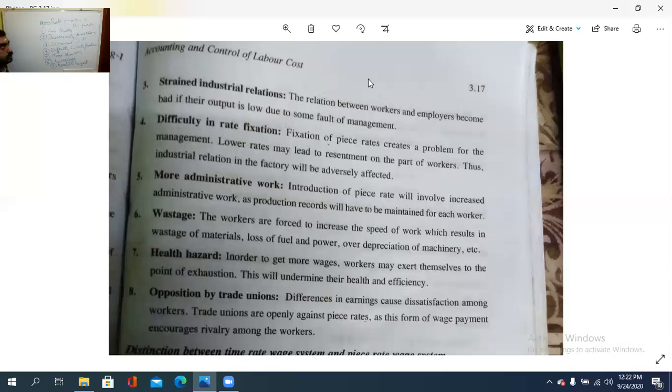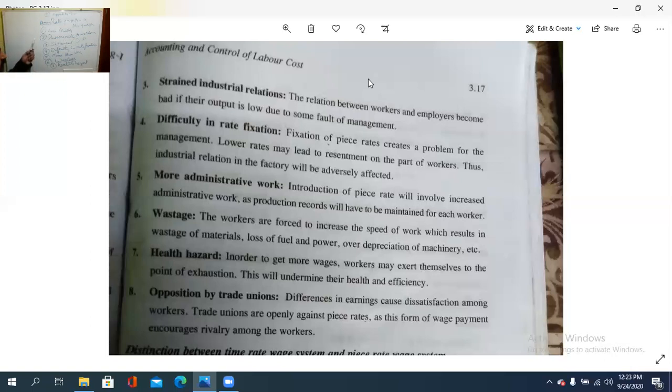And also opposition by the trade unions. Opposition by trade unions, because അവരുടെ കാര്യങ്ങൾ ഇവിടെ നടക്കില്ല. അതായത് എന്താ, ഇത്രയും പ്രൊഡ്യൂസ് ചെയ്യുന്നു, ആ പ്രൊഡക്ഷൻ നടന്നാൽ മാത്രമേ ആ ഒരു എംപ്ലോയിക്ക് എന്ത് കിട്ടുള്ളൂ, വർക്കർ ഈസ് ഗെറ്റിംഗ് ബെനിഫിറ്റഡ്. അപ്പോൾ getting wages remunerated. So that difference in earning may cause dissatisfaction among different workers. Trade unions are openly against this piece rate as this form of wage payment encourages rivalry among the workers.